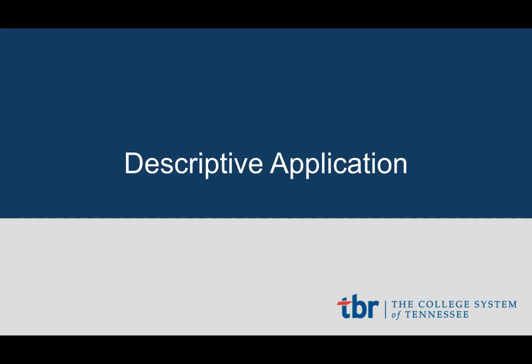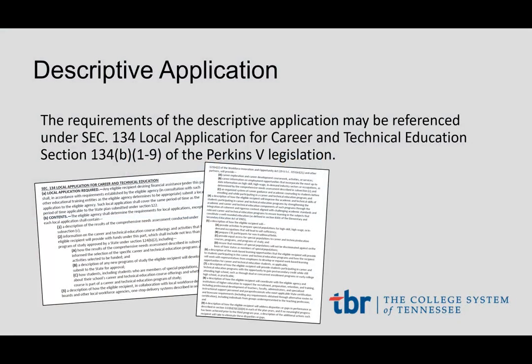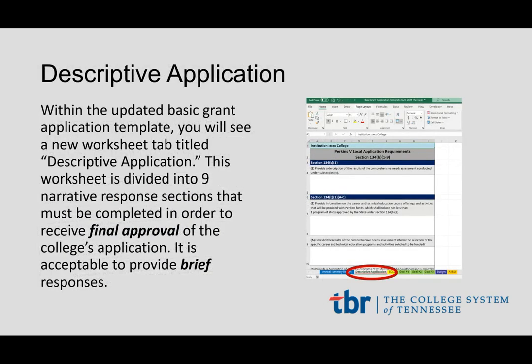Descriptive application. The requirements of the descriptive application may be referenced under Section 134, Local Application for Career and Technical Education, B1 through 9 of the Perkins V legislation. Within the updated Basic Grant application template, you will see a new worksheet tab titled Descriptive Application. This worksheet is divided into 9 narrative response sections that must be completed in order to receive final approval of the college's application. It is acceptable to provide brief responses.